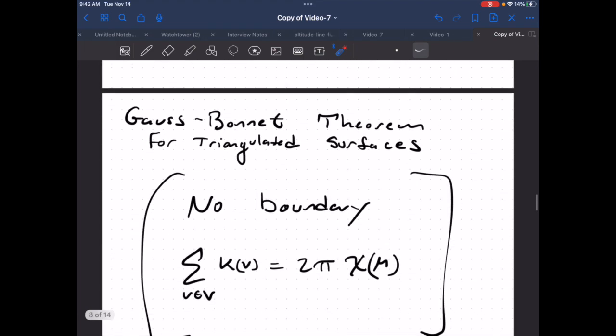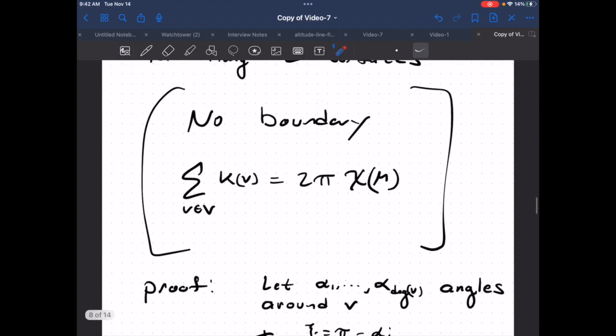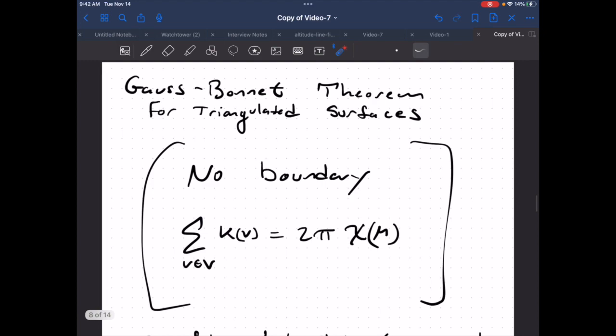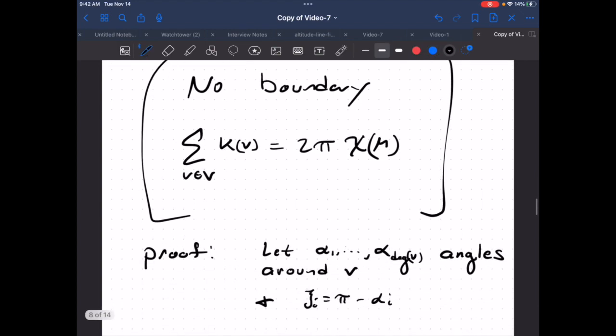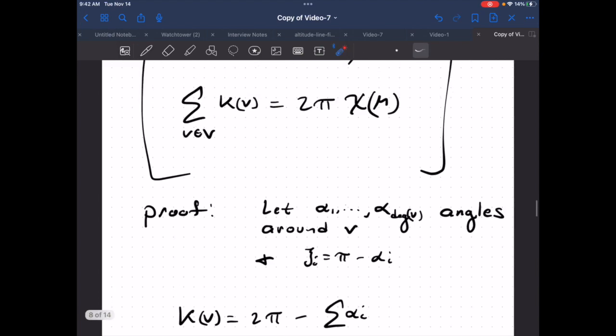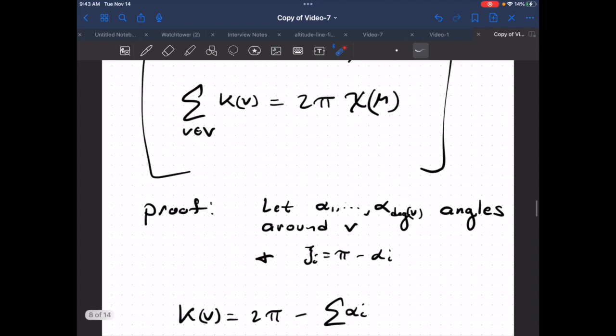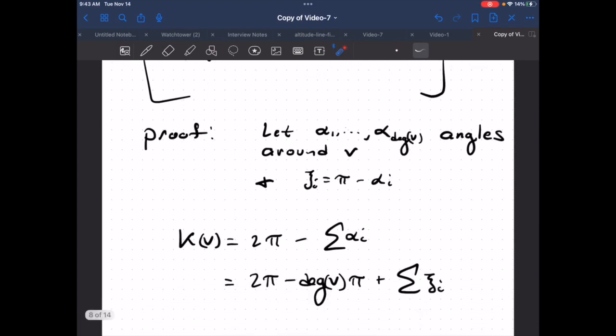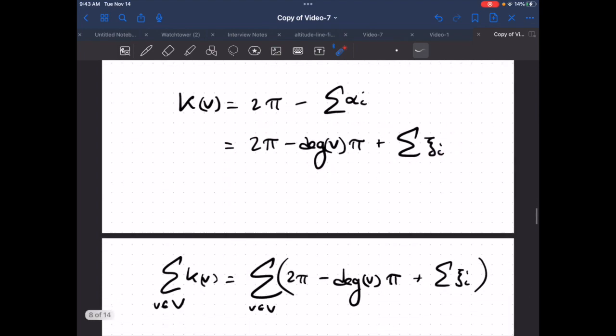Okay, so let's talk about a proof here. First, we'll prove it for triangulated surfaces without boundary, and then we'll use that to prove the case where we have a boundary. So let's use our new characterization of Gaussian curvature. So for each vertex, on the left-hand side of our Gauss-Bonnet theorem, we have the sum of the Gaussian curvature at every vertex, and we're hoping to show that this is 2 pi times the Euler characteristic. So we'll use our new characterization of discrete Gaussian curvature, and we'll sum that up at every vertex.